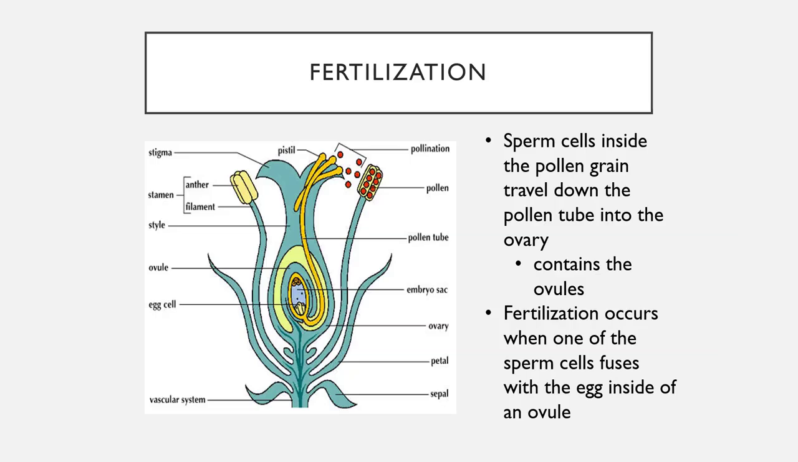Okay, fertilization occurs when the sperm cells inside the pollen grain travel down the pollen tube and into the ovary where the ovules are contained. And then fertilization occurs when one of the sperm cells fuses with the egg inside of an ovule.